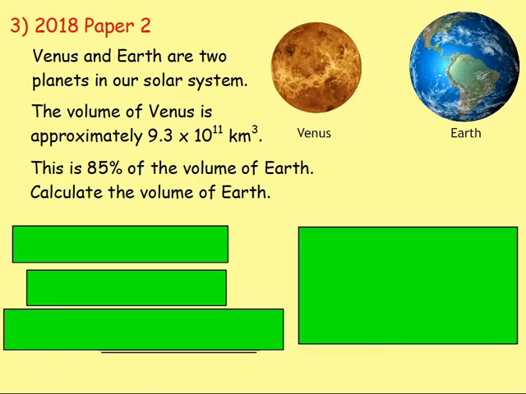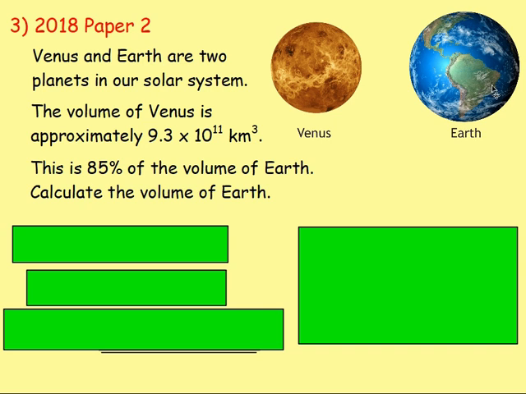Example 3 from the 2018 paper 2. And once again, because it's paper 2, it means you can use a calculator to answer this question. Venus and Earth are 2 planets in our solar system. The volume of Venus is approximately 9.3 times 10 to the power of 11 cubic kilometers. And this is 85% of the volume of the Earth. Calculate the volume of the Earth.